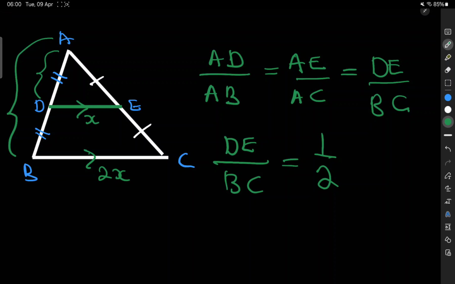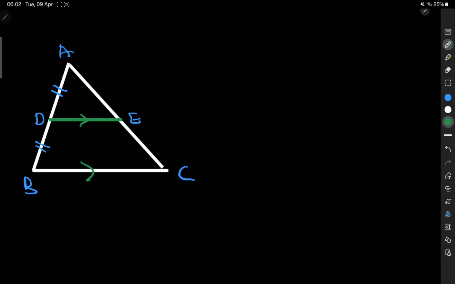Let's do an example to show all the workings of how this theorem goes about. But before we do an example, let's talk about the converse of the theorem.